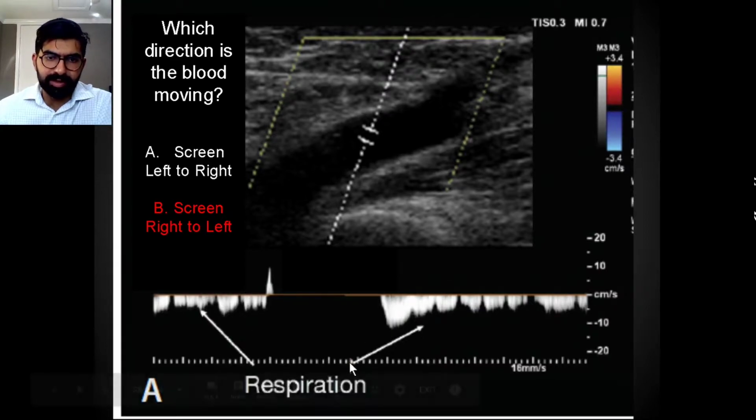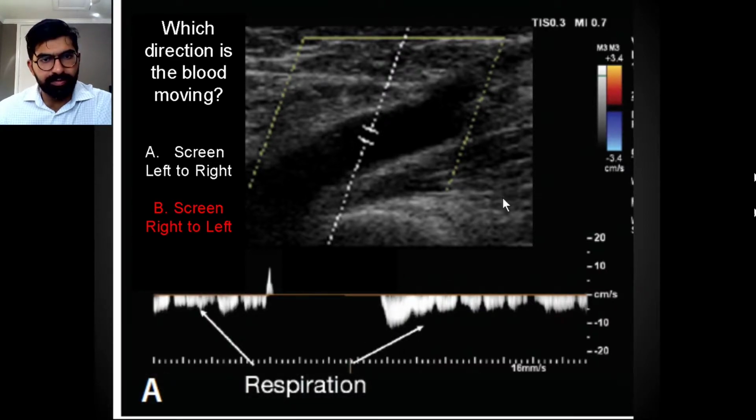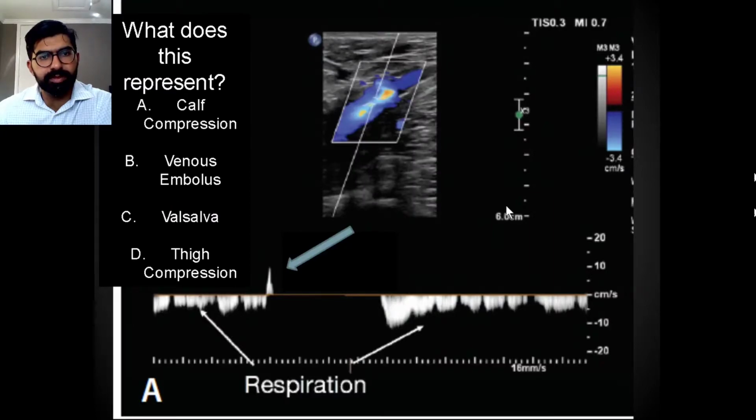So again, you see some of the respiratory stuff, but now I have another question for you. Okay? So what does this represent? And this arrow points to this blip right here, okay? So is this calf compression? Is this a venous emboli? Is this a Valsalva maneuver? Or is this someone having thigh compression? So think about the things we've talked about a little earlier, and this is a little bit of a new concept. So what does that blip really represent?